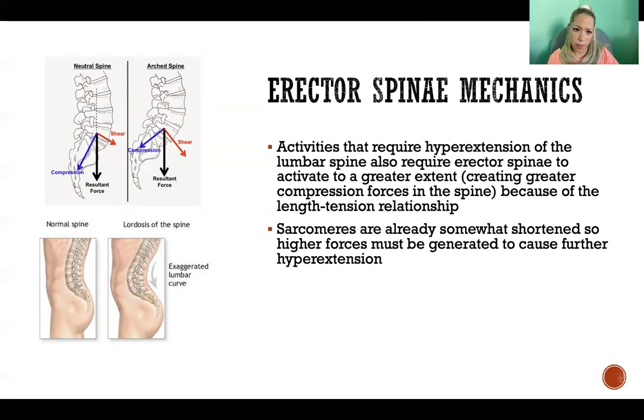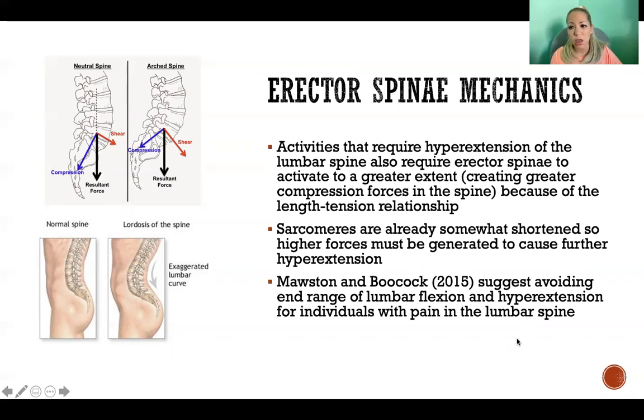Because of the length tension relationship, we're not going to be able to produce as much force in that position, because if the sarcomeres are already very much overlapped, there's not very much room for further overlap as the muscle contracts. There's that optimal amount of overlap that allows for the greatest amount of contraction, and that's what we have closer to a neutral position of the spine. So in hyperextension, we have to have a significantly greater amount of contraction to produce the same amount of movement, because the length tension relationship is interfering with the ability to produce force.